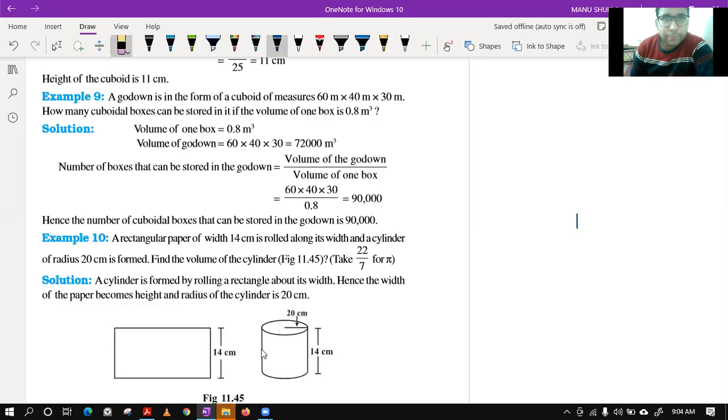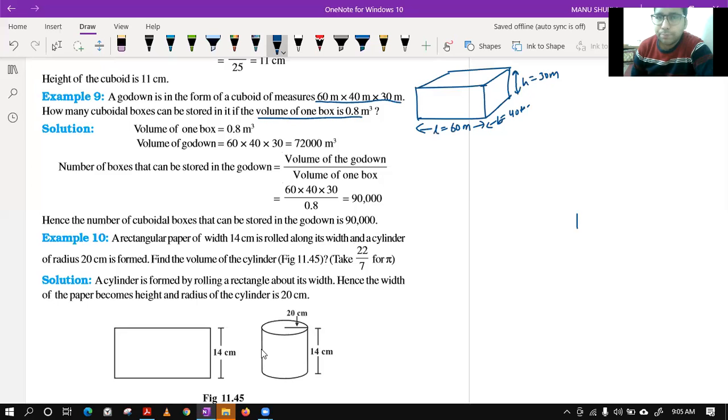Okay, let's see. Example number 9. A godown is in the form of a cuboid of measures 60 by 40 by 30. So again, draw a diagram. L is given to you as 60 meters, B is given as 40 meters, and H is given as 30 meters. They are asking how many cuboidal boxes can be stored in it if the volume of one box is 0.8 meter cube.